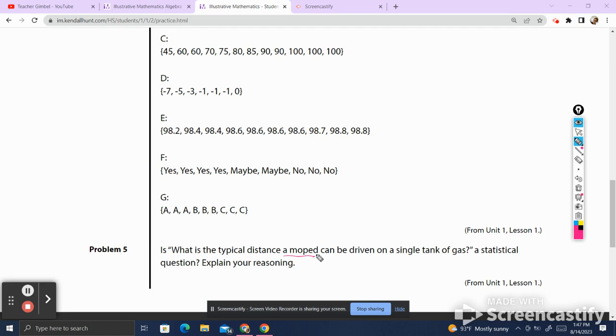No, I'm not. Sometimes it might be 20 miles. Sometimes it might be 25 miles. It changes. So if the answer can change, that means that it is a valid statistical question. And the reason for it being a valid statistical question is just that. The typical distance a moped can be driven on a single tank of gas is a statistical question because the answer changes each time, or can change each time.